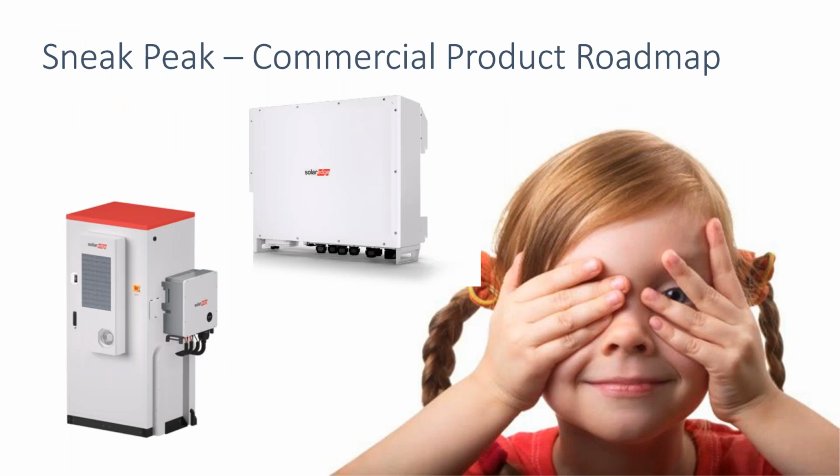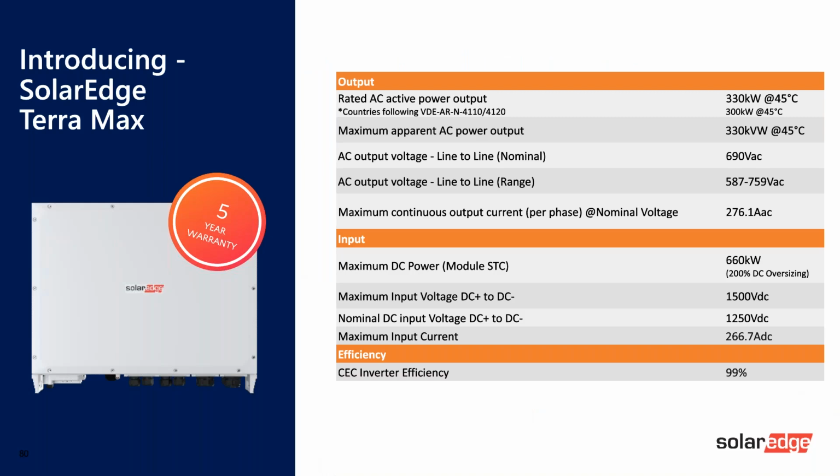We have some new exciting products also coming to Australia, hopefully next year, middle of next year. I'll just give you a quick sneak peek at those. The first one is the TerraMax inverter. So this is our new C&I inverter. It's a 330 kilowatt inverter. It's primarily designed for ground mount systems.